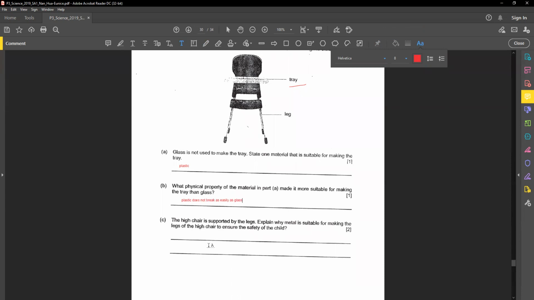Now for part C, it is asking about the materials of the legs of the high chair. We know that metal is a strong material that can withstand heavy weights without breaking. As the child will be seated in the high chair, metal is a suitable material because it is strong and can support the weight of the child.